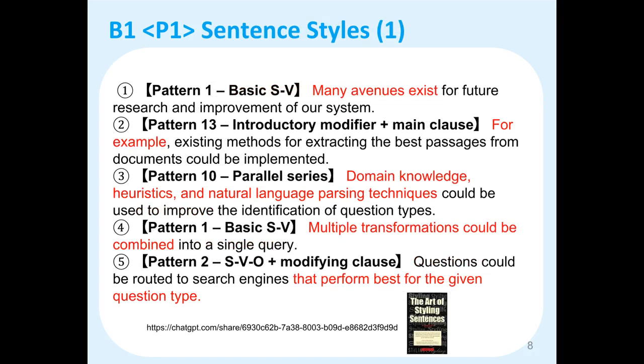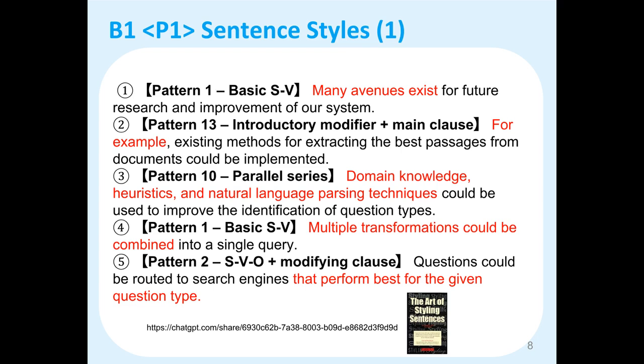So far, we've focused on content and coherence. Now let's address style. A 9-sentence paragraph can quickly become monotonous if all the sentences are structured the same way. This is where we introduce a powerful resource, The Art of Styling Sentences, which outlines 20 distinct sentence patterns. Sentence 1 uses pattern 1. The basic subject-verb construction. Many avenues exist. This is a straightforward topic sentence.